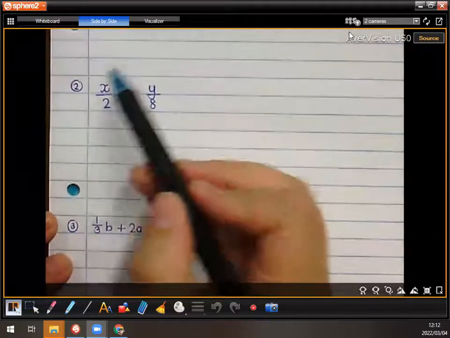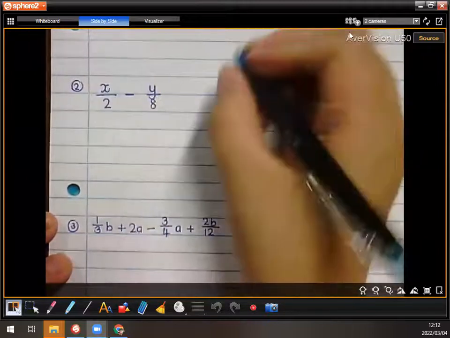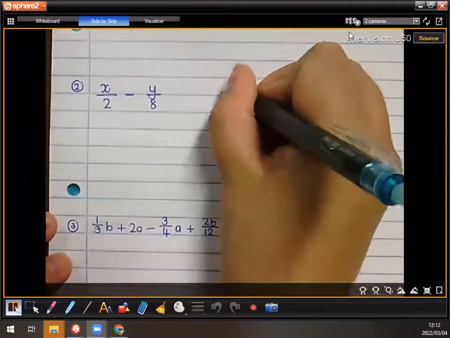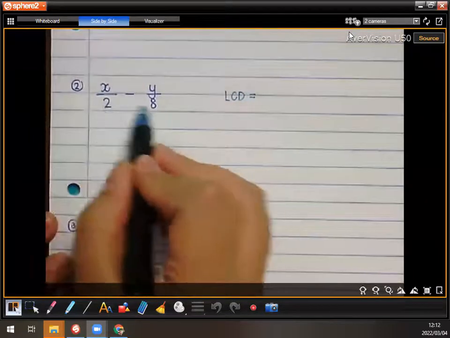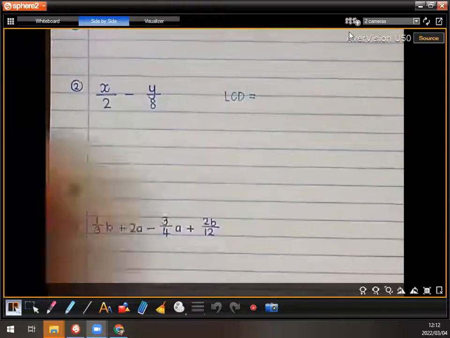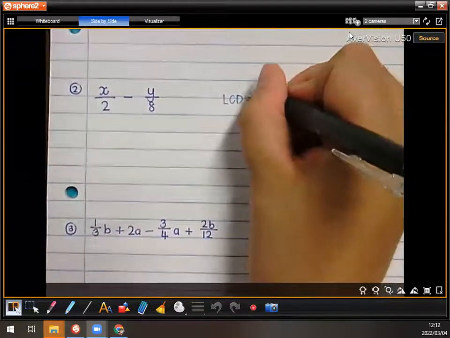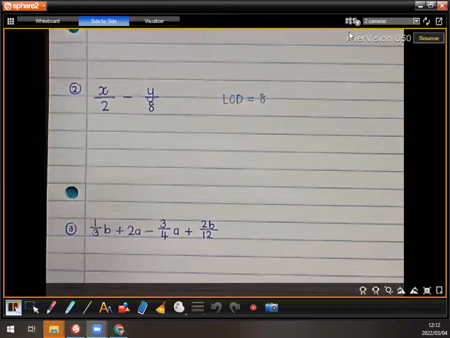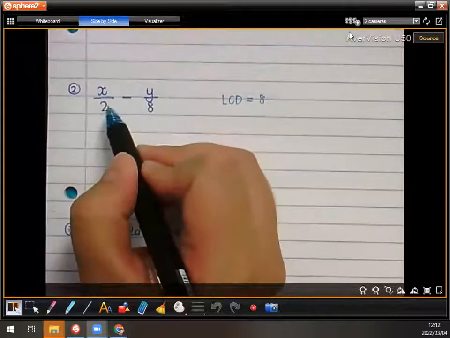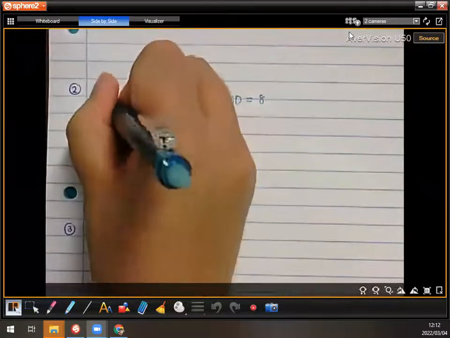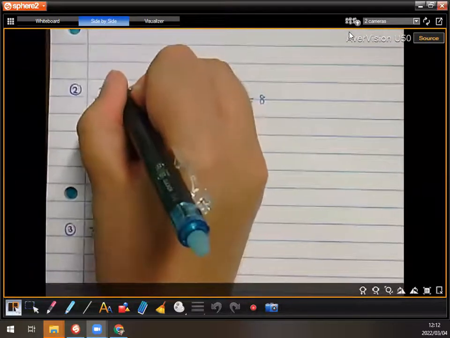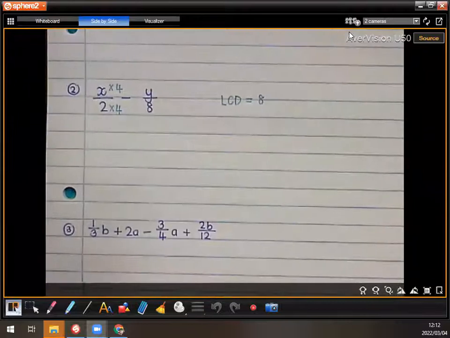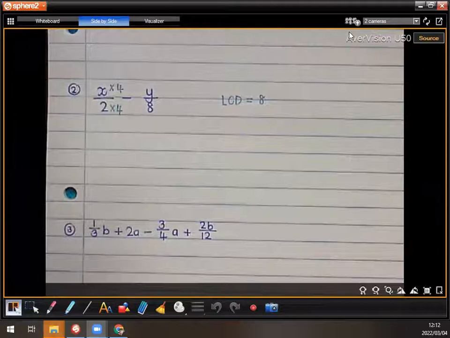Okay, we are now subtracting one fraction from another. So again, we need to find the LCD. The LCD of 2 and 8, the smallest number that 2 and 8 divide into, is 8. So now 2 multiplied by 4 is going to give me 8, so I'm going to do the same thing at the top. And my second fraction is already over 8, so I don't have to do anything to the second fraction.